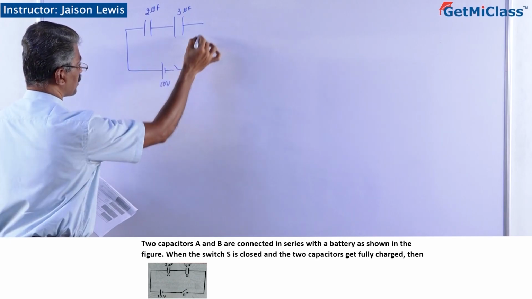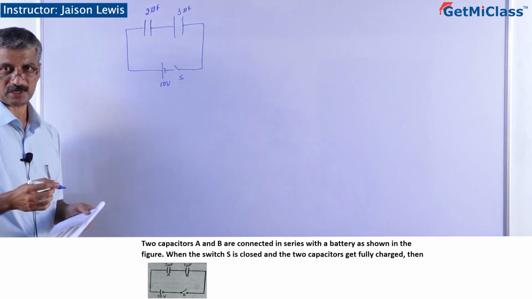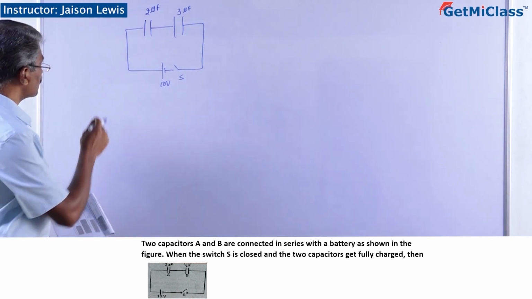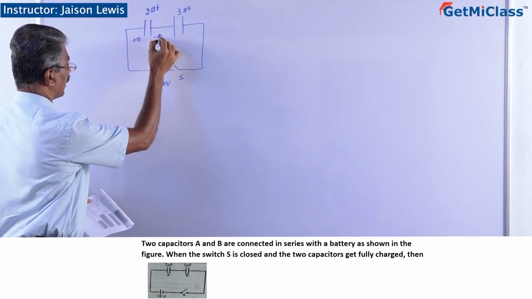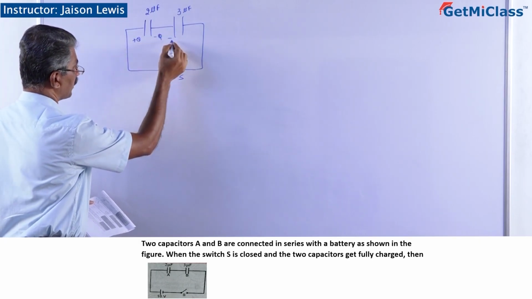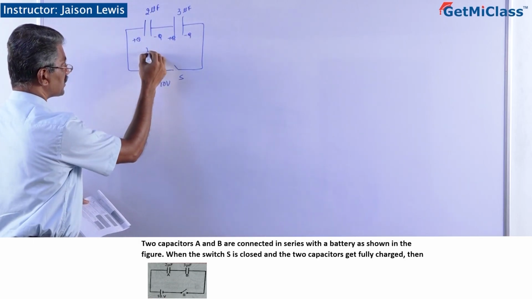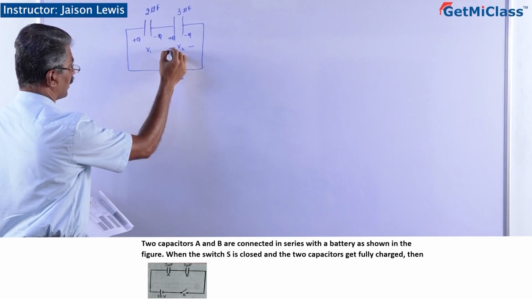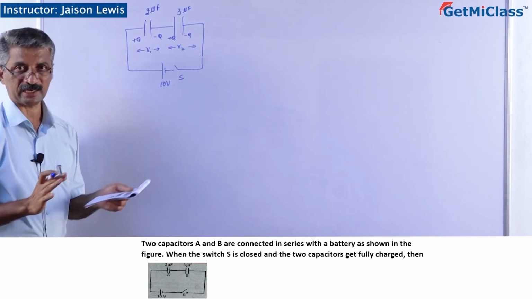Of course, we have a switch in the circuit. When the switch is closed, charges will flow, and because they are in series, the charges will be the same. One plate gets a positive charge and the other plate gets a negative charge, therefore plus Q and minus Q. Potential divides, let it be V1 as well as V2. And the question says it is the circuit which is given and is connected.